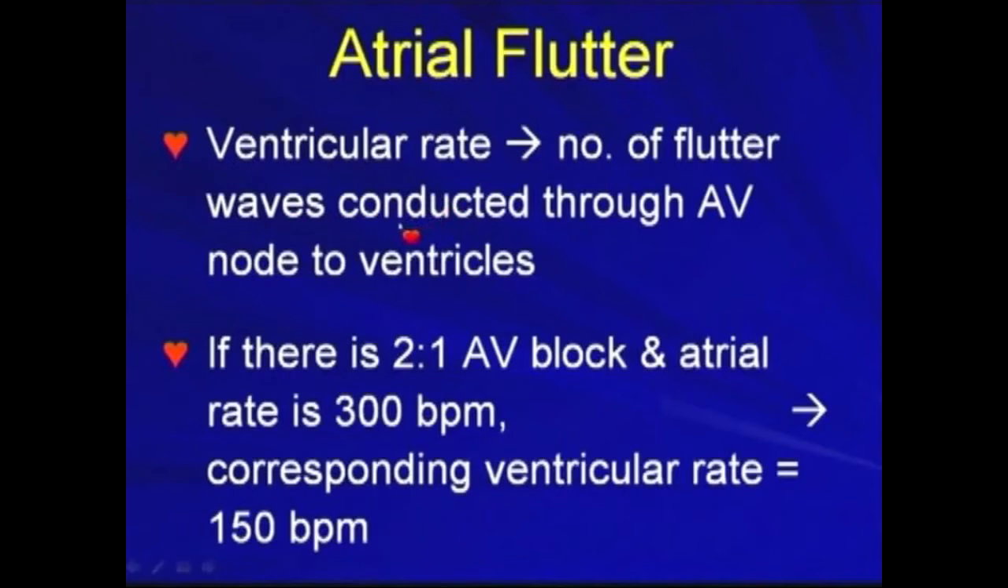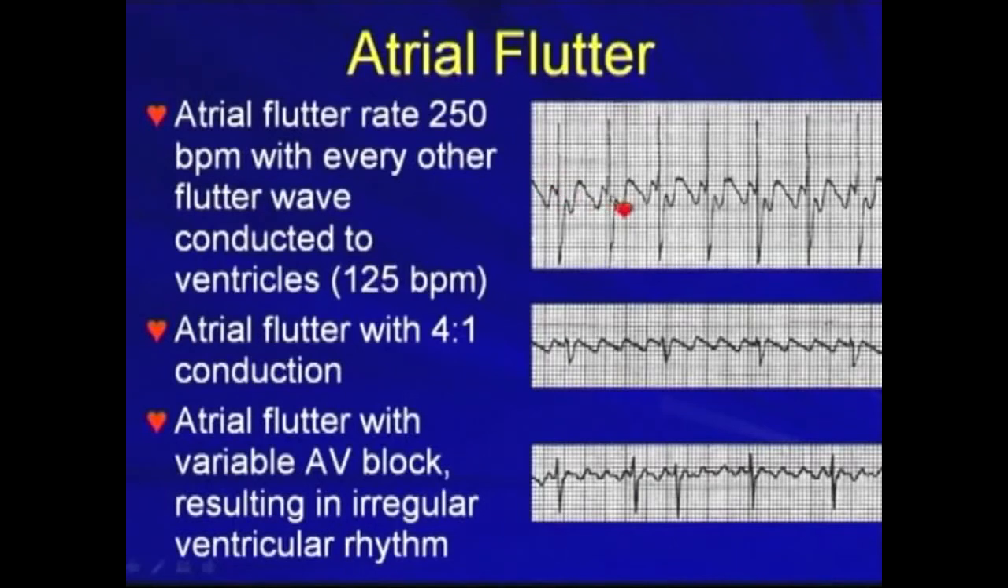The ventricular rate in atrial flutter varies. It depends on the number of flutter waves conducted through the AV node to the ventricles. That is, if there is a 2-to-1 AV block and the atrial rate is 300 beats per minute, then the corresponding ventricular rate will be 150 beats per minute. Here are examples of atrial flutter with different degrees of block.